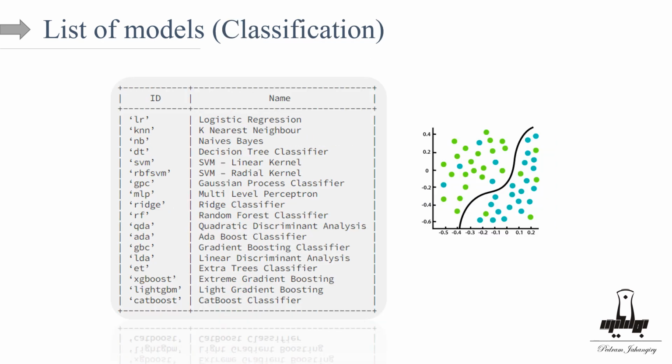Then for classification, here's a list of the models. Again, I think there are 18 of them, and most classical models are already here, and some of them are less well known, but still you can use them. You can literally train any of these models separately. SVMs, KNN, yeah, you can go through the list on your own.